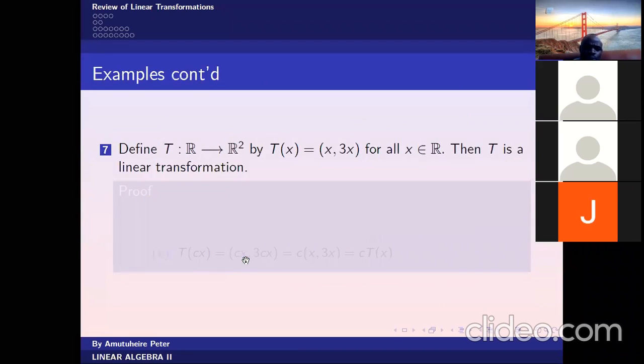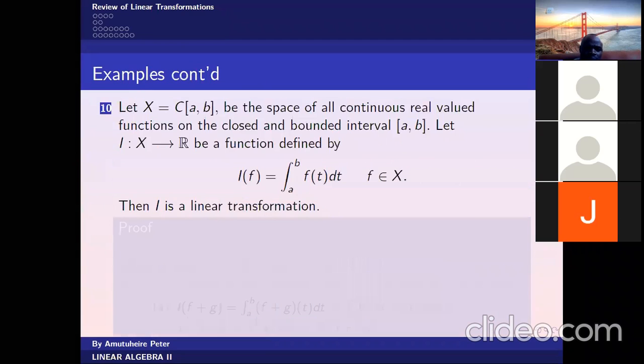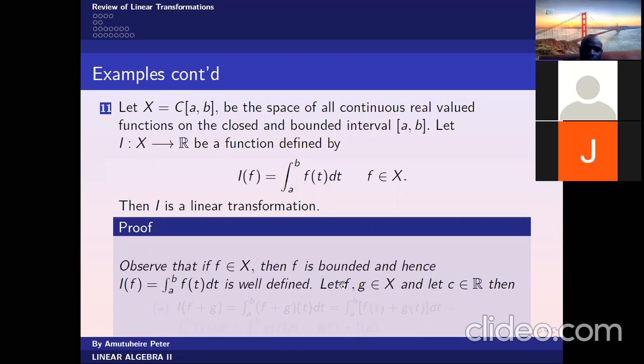Now going back to this, for me to prove that this is a linear transformation, I need to pick two vectors from X, and I show that they give me this. So what are the elements in X? Elements in X are functions. So that's why I pick two functions, F and G. And then I get that. Does that answer your question?